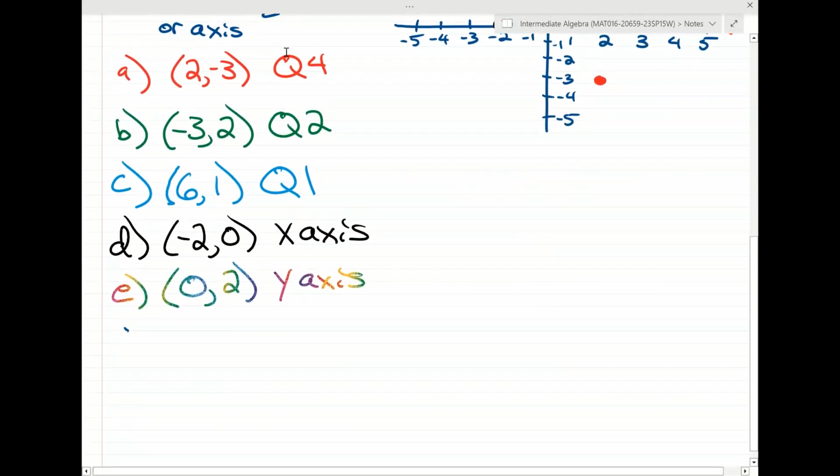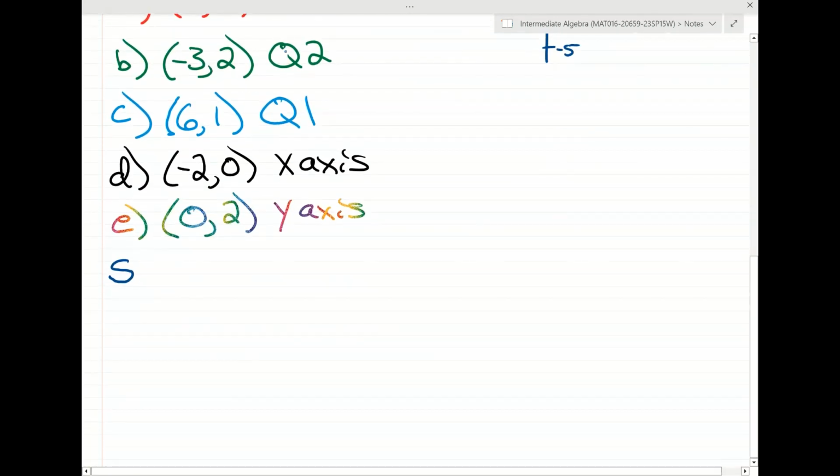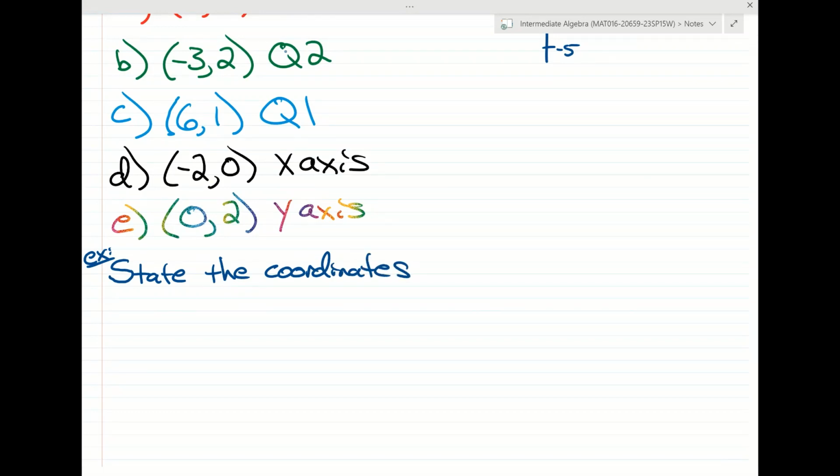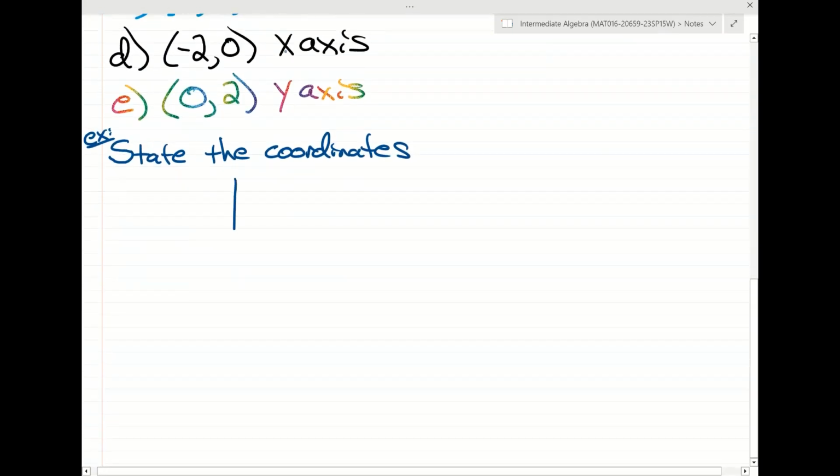Next thing is we'll state the coordinates. What I'll do is I'll put a handful of points on the graph, and then you just tell me what the coordinates are. Again, let's make a graph, go 5 units in each direction.